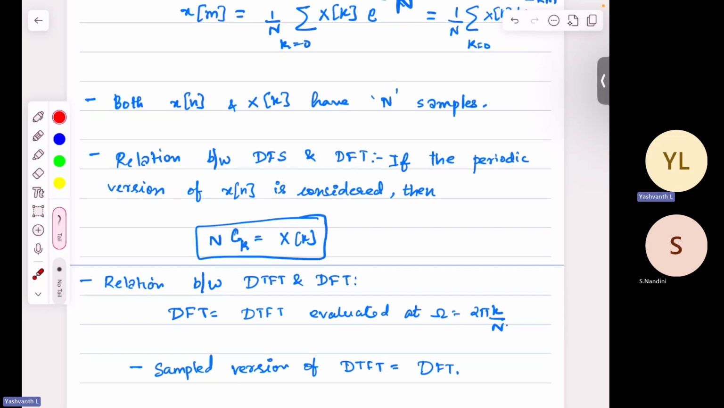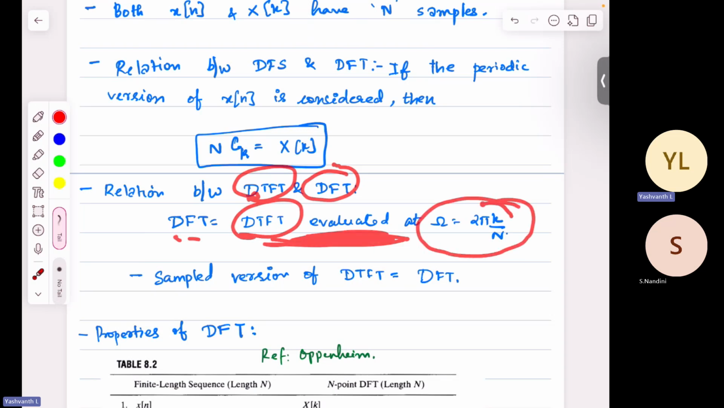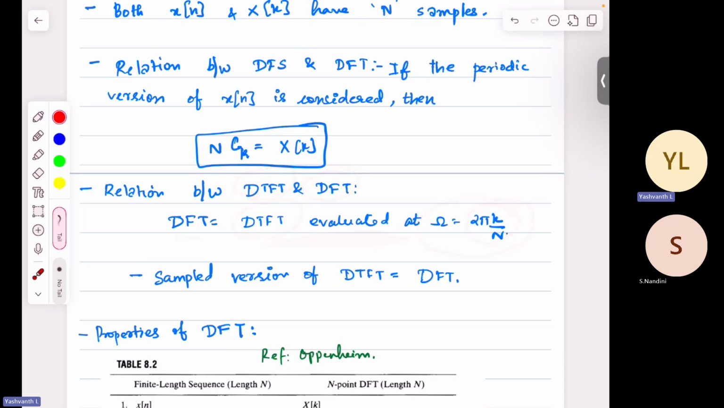Okay. Similarly, there's a relation between the discrete time Fourier transform and the discrete Fourier transform. What is that? Namely, that you take the DTFT, which is a continuous signal. Sorry, not time domain, it's a continuous frequency domain signal. You sample that signal at omega equal to 2 pi k by N. Okay, so you will get several distinct values of frequency domain samples. You collect all of those samples. That is basically your DFT.